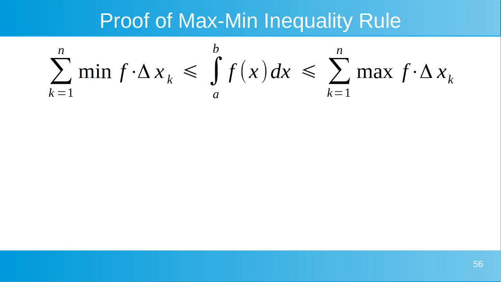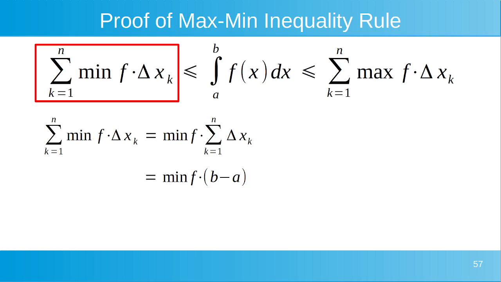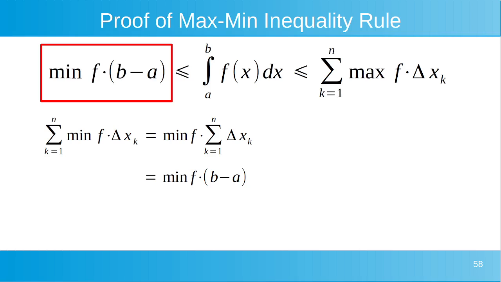And what we can do next is we can return the left-hand side of the inequality to what it was originally. Rather than the sum from k equals 1 to n of min f times delta xk, we can bring min f back outside that sum, giving us min f times the sum from k equals 1 to n of delta xk, and we can replace that sum with just b minus a, giving us min f times b minus a on the left-hand side of the inequality, highlighted in red there.